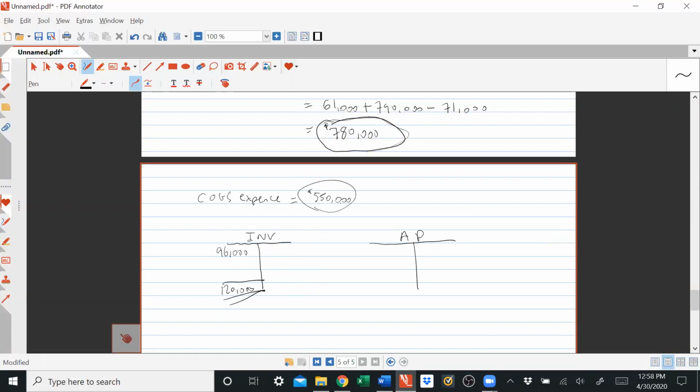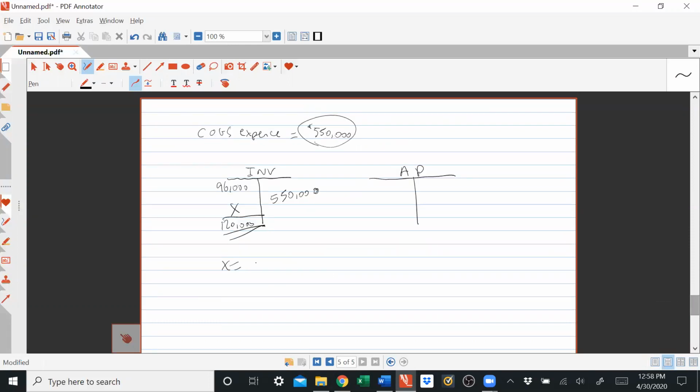Cost of goods sold. We debit cost of goods sold expense and we credit inventory, right? When we sell an item from our inventory, in addition to debiting accounts receivable and crediting sales revenue, we also have to show that the item left inventory. So we debit cost of goods sold expense and we credit inventory. Does 96 plus 550 equal 120? No. So there's some plug over here. X would be our purchases of inventory on account.